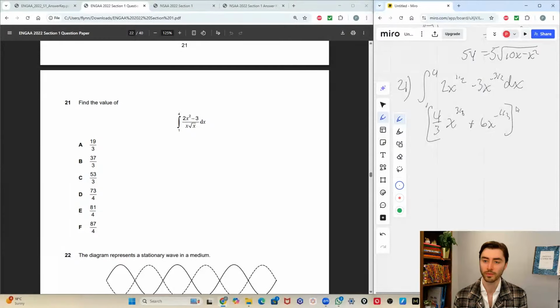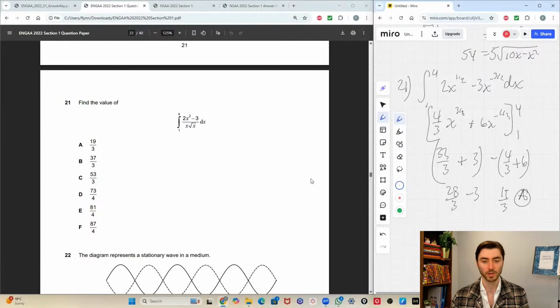Put that in for 4 and 1. So that becomes 2, then 8. So that's 32 over 3 plus 6 over 2 is 3, minus, put the 1 in, 4/3 plus 6. So that minus that is 28 over 3 minus 9, 19 over 3, which is a. Done. I've got 2 minutes left.